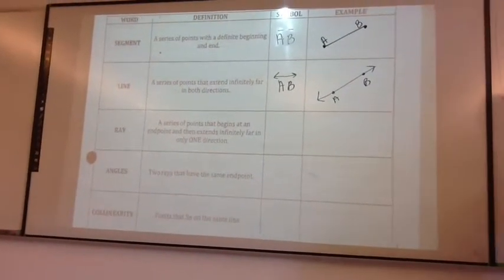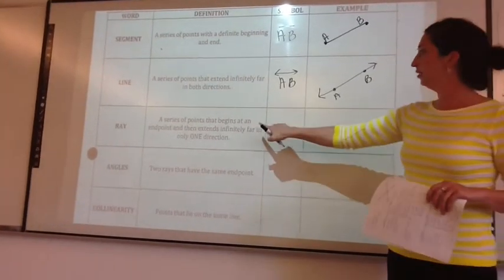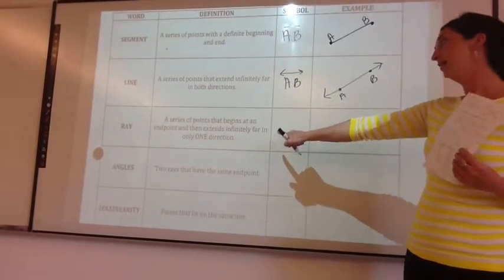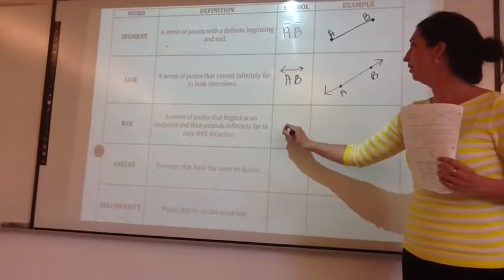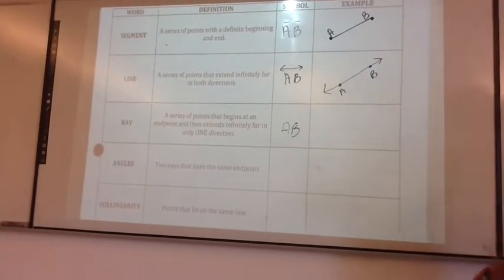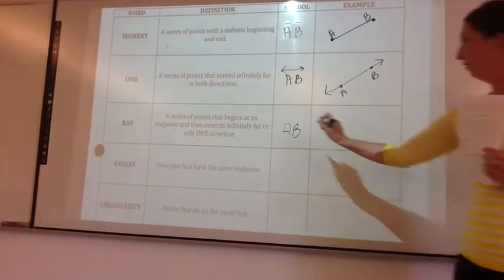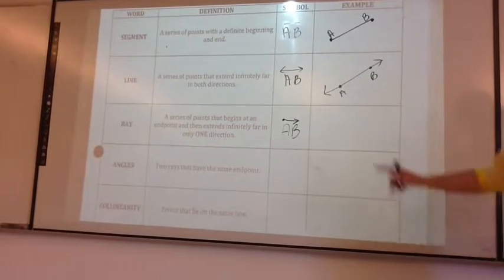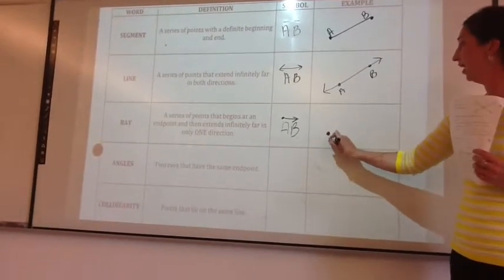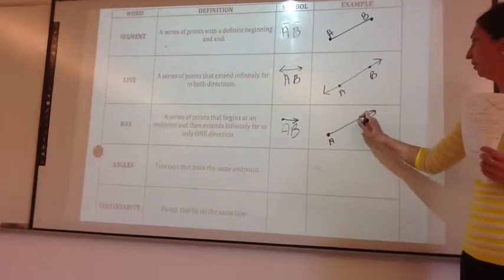All right. Marquina, what is a ray symbolized as? A series of points that begins at an endpoint and extends infinitely far in only one direction. So how would I draw ray AB? One dot, and then the arrow. One way, right? So that's your symbol. Let's say here's A. Draw your arrow through B.